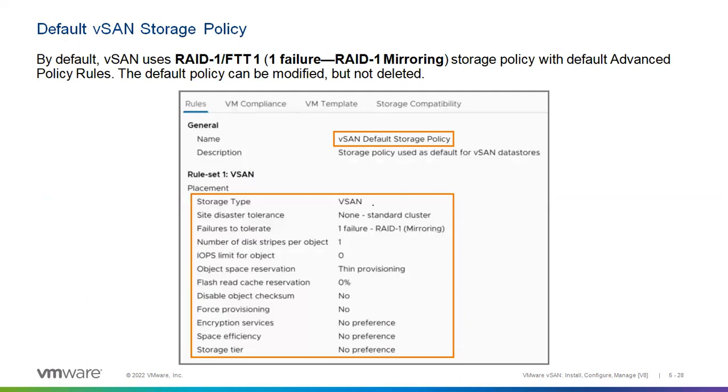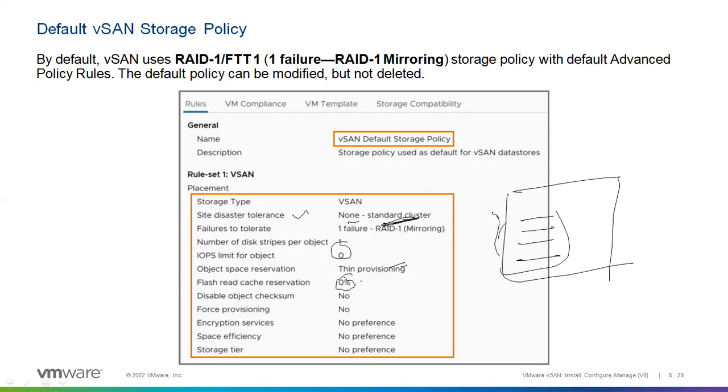So end of the day, whatever option we have selected, it will showcase us like that. In the summary, if I apply thin provisioning, reservation is 0, IOPS limit is 0, site disaster tolerance is none. It is a standard cluster. None means it is a standard cluster. Standard means a cluster being used in a single site, single data center. That is my none, a standard cluster.